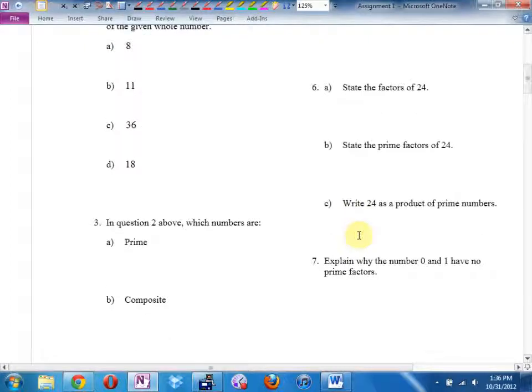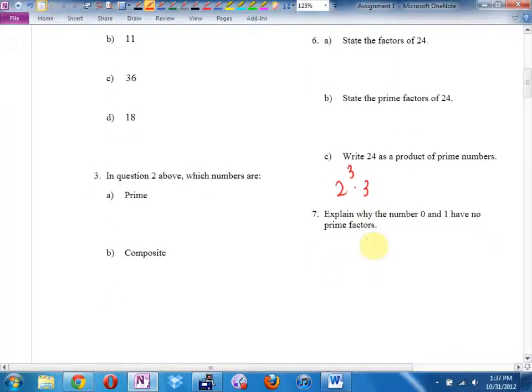Right, 24 is the product of prime numbers. So that's saying write the prime factorization. Factor tree. I think you get this, don't you? That's it. That's all it wants. Okay? Yep. Why do 0 and 1 have no prime factors? Because we said prime numbers were 2 or larger. 1 and 0 aren't prime. So 1 and 0 don't have any prime factors.